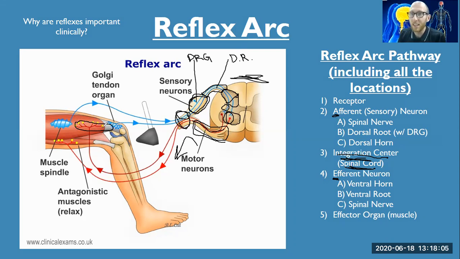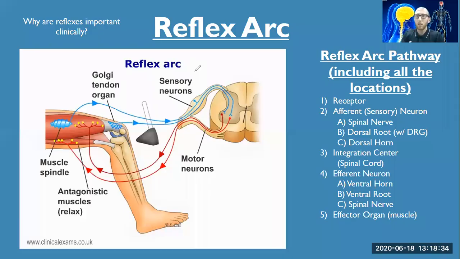it prevents against tearing. Also in this example, it's going to actually relax the hamstrings, which is the opposite muscle, just to help shorten the quadriceps even more. All right, so again, make sure you know all 5 parts. I cannot emphasize that enough. Be able to draw it out as well.